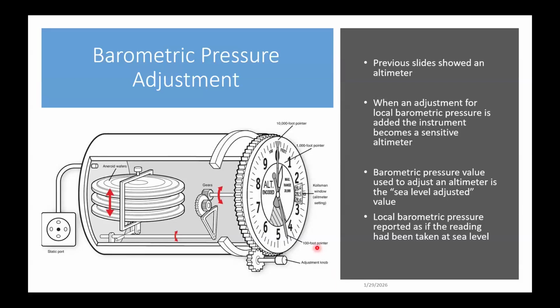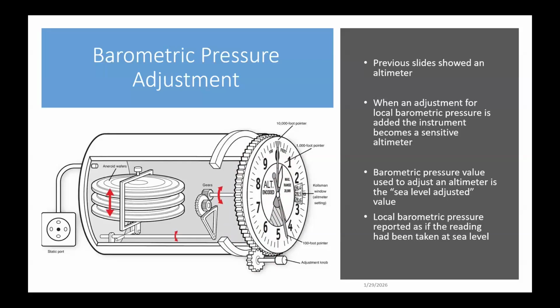This was invented in roughly 1929. The gentleman that invented it was Paul Kollsman. That's why we end up calling this the Kollsman window, that little adjustment port and the adjustment knob. And what it does is it biases the display. In other words, it biases the pointers on the display for the difference in the air pressure.